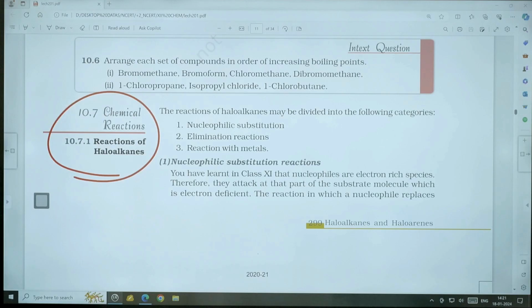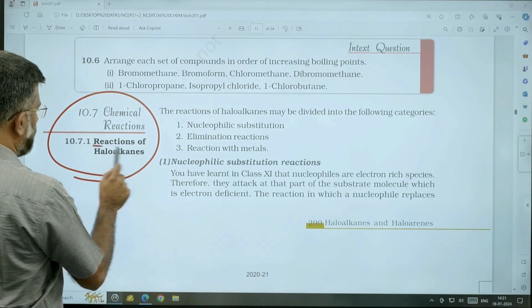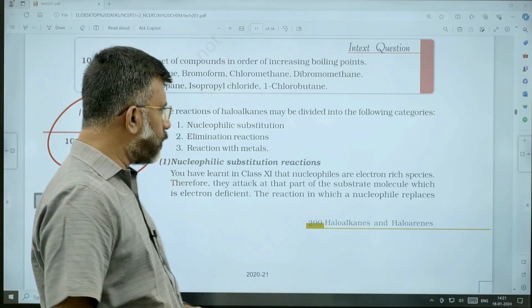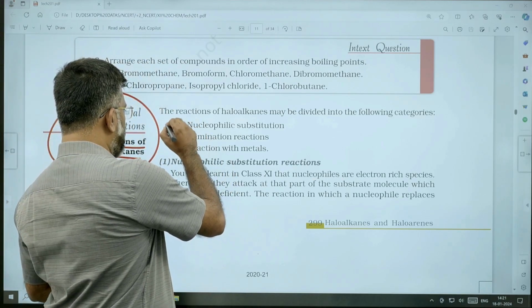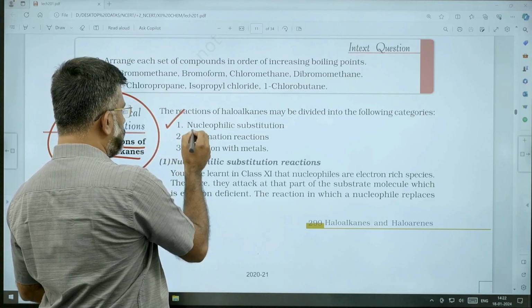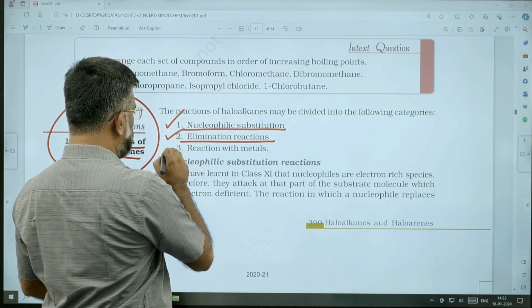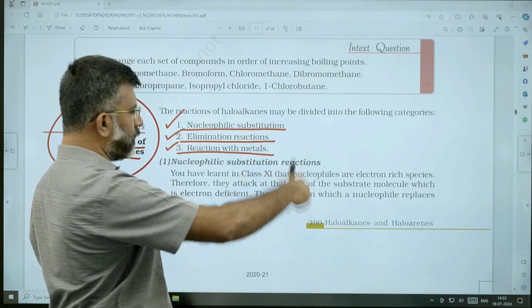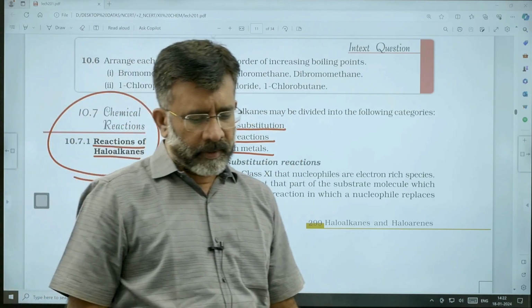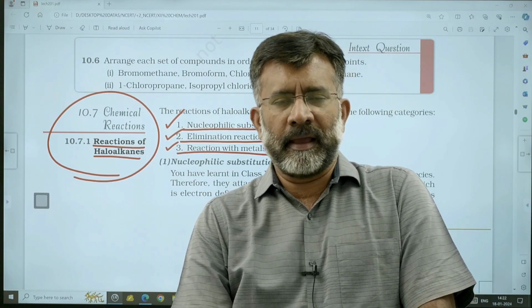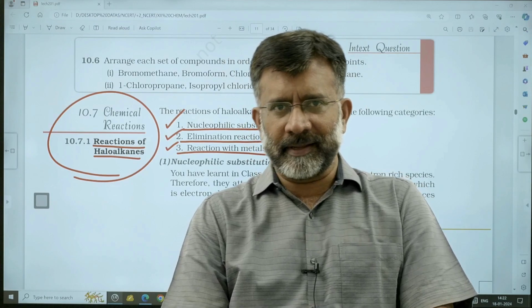Chemical reactions of haloalkanes. A detailed study on the three types of reactions: nucleophilic substitution reaction, elimination reaction, and reaction with the metals. These are the three prominent characterized reactions performed by haloalkanes. That is our next discussion.